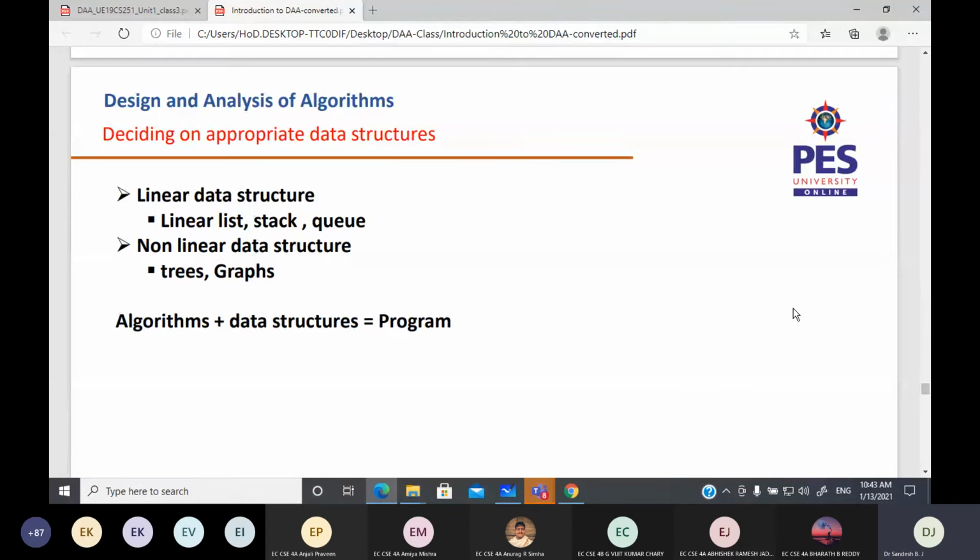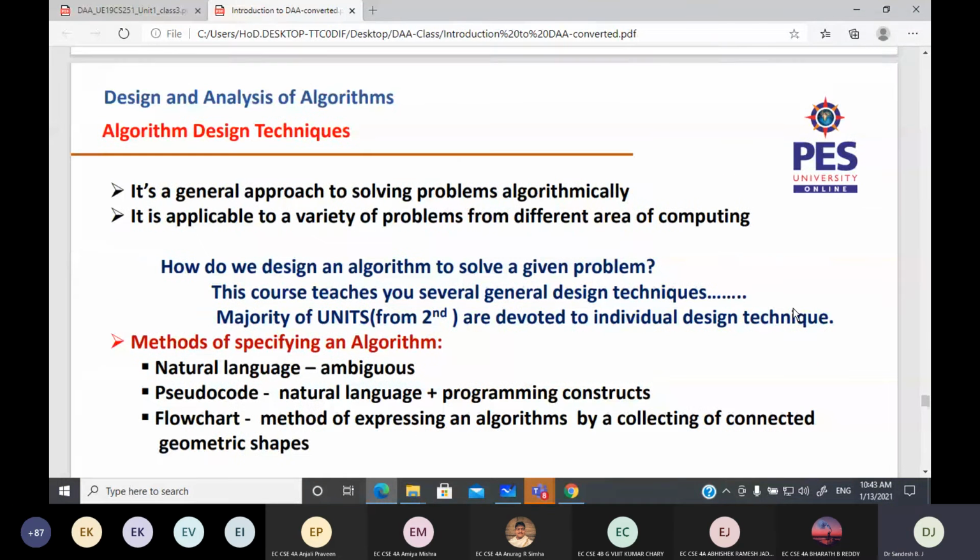Then you need to design the algorithm. There are various algorithm design techniques which will be discussed, like divide and conquer, transform and conquer, greedy technique, or dynamic programming. You are going to look at the problem, and if it fits into any of these design techniques, you are going to choose that technique and write an algorithm. So how do we design an algorithm to solve the given problem?